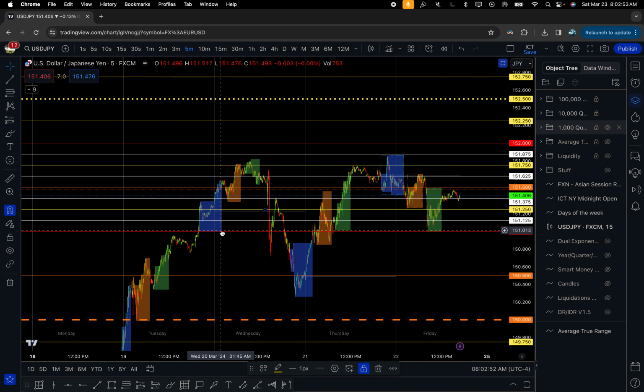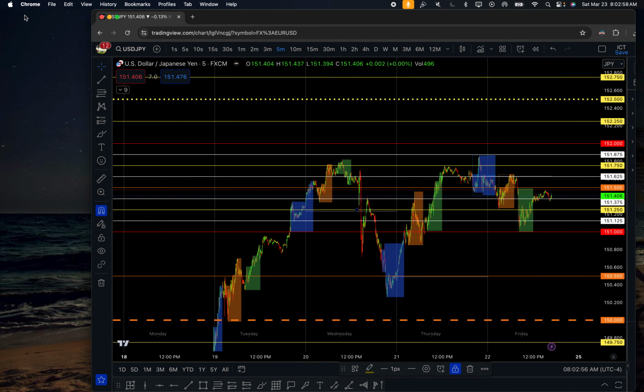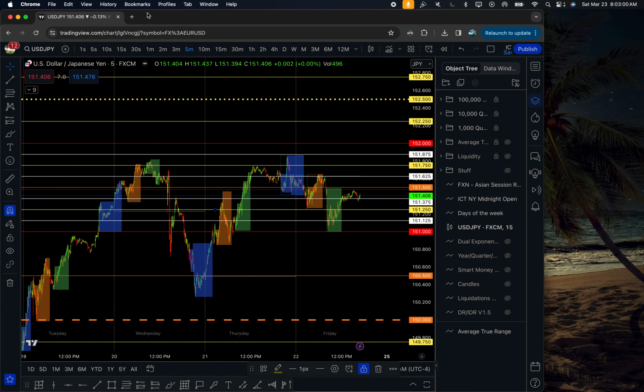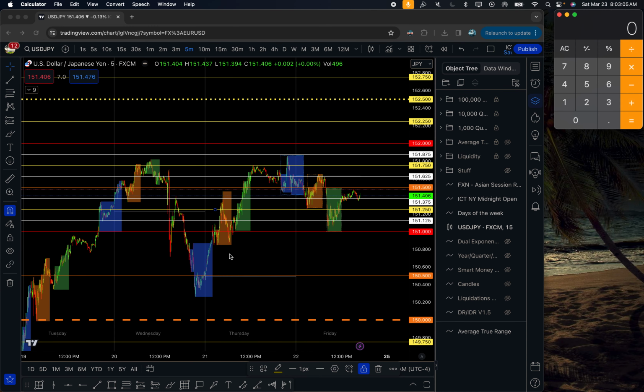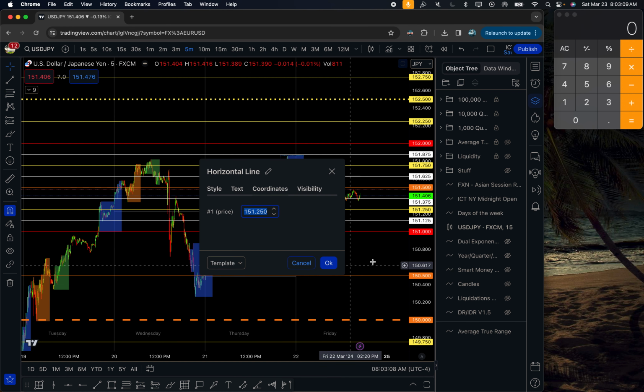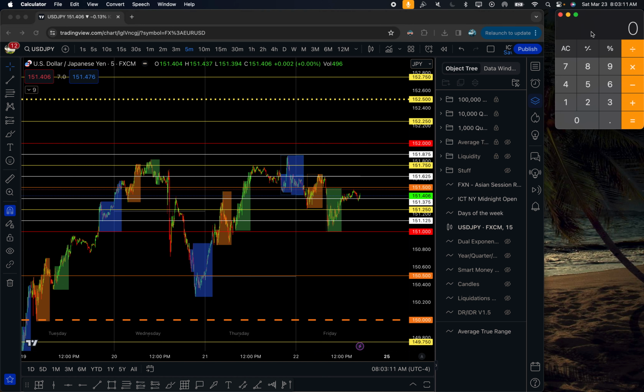There's other ways you can do it. You could use a calculator, and you could take the price, post it here, and minus, it would be minus .5.